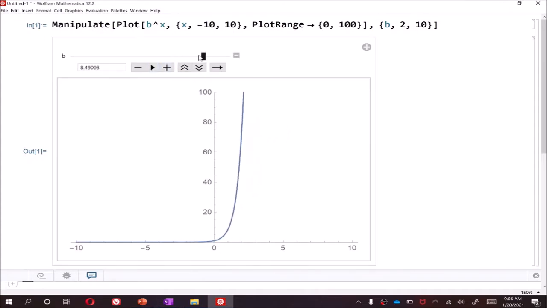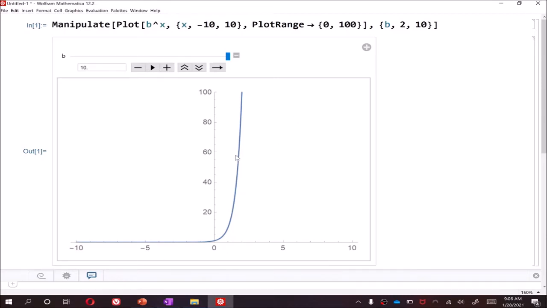So if we pause it and go down to 2, we can see that it has a slight incline and it gradually gets larger. If we now come over to b is 10, we can see that the steepness of the incline almost immediately increases.